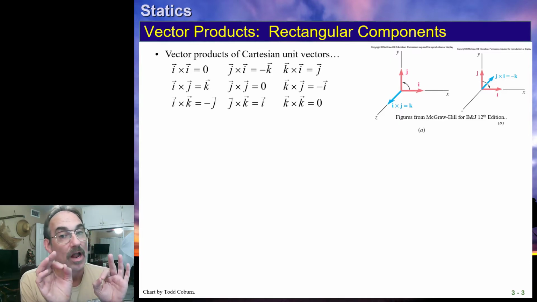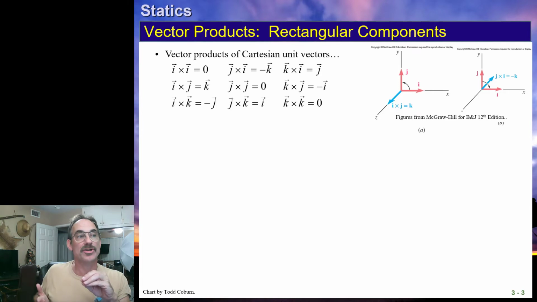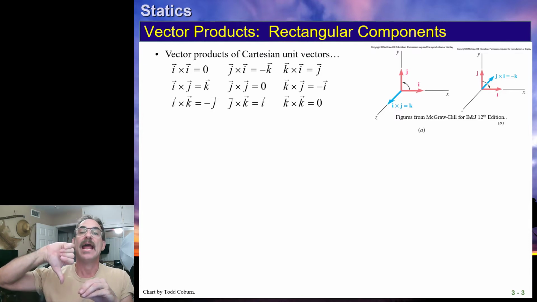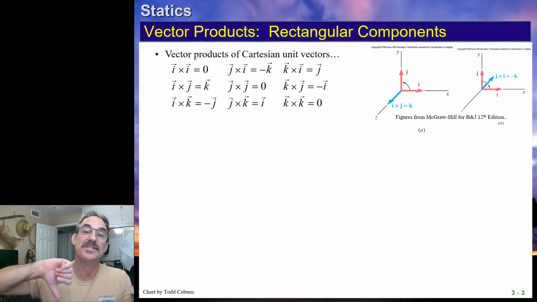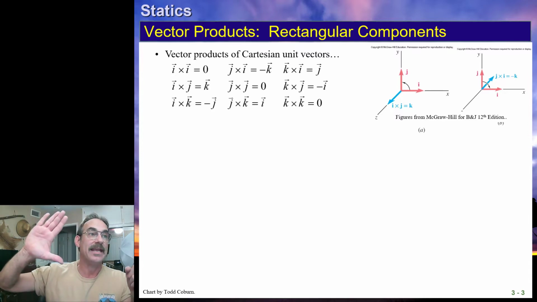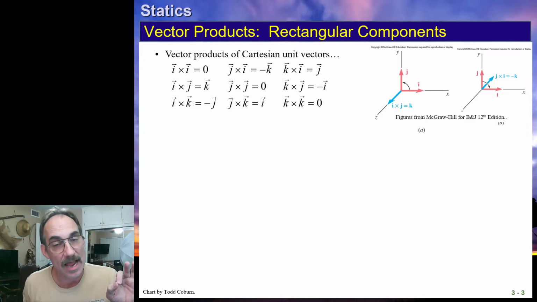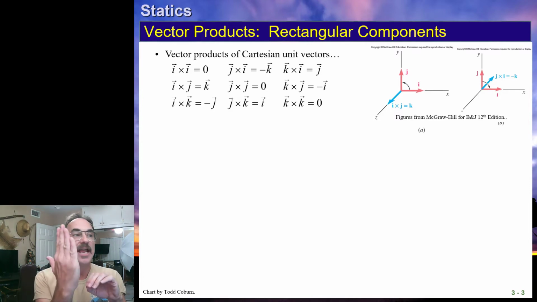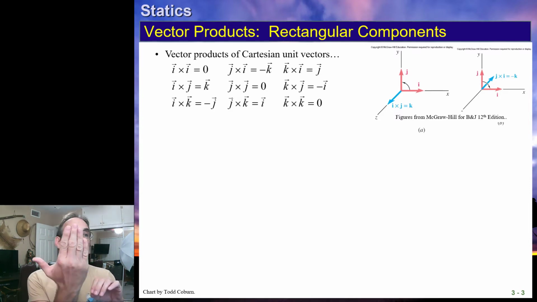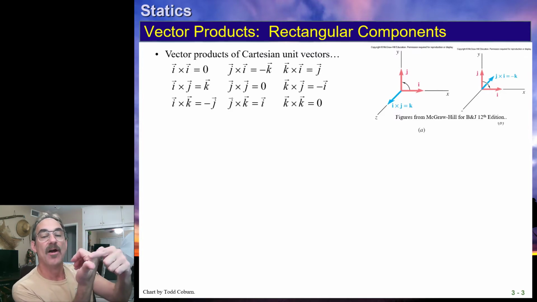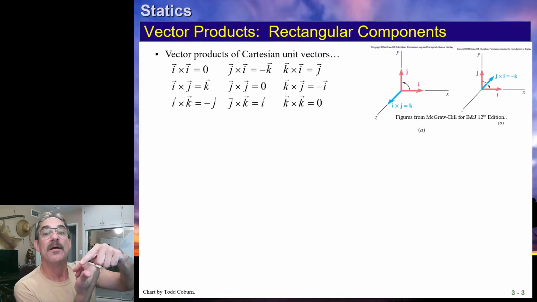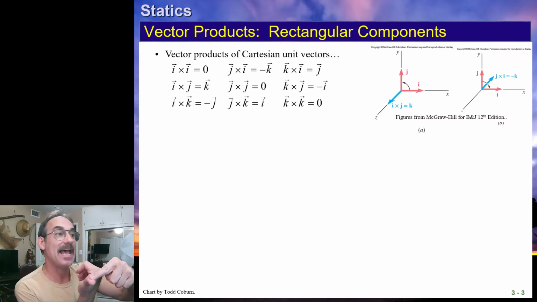If we take the cross product of I with K, we're going to point our fingers in the I direction, and then we're going to wrap them toward the K, which is coming back here, and now we see that our thumb is pointing in the negative J direction, that tells us that I cross K is just minus J. Take our hand again. We want the cross product of J with I. We're going to take our fingers in the J direction, crossed with the I direction, which is over here, which tells us that our thumb is pointing in the resultant direction, which is in the minus K.